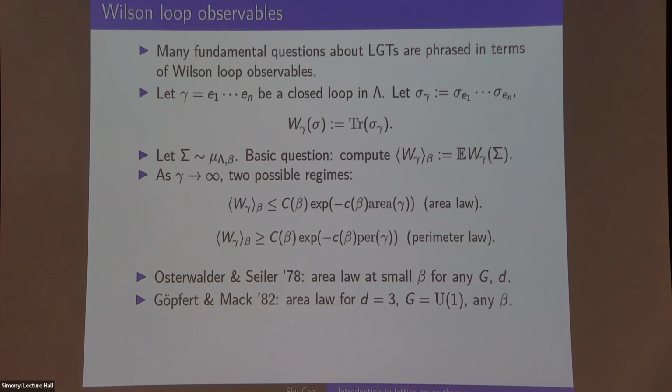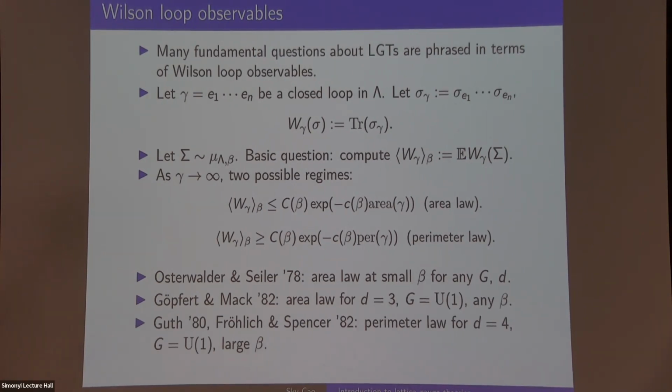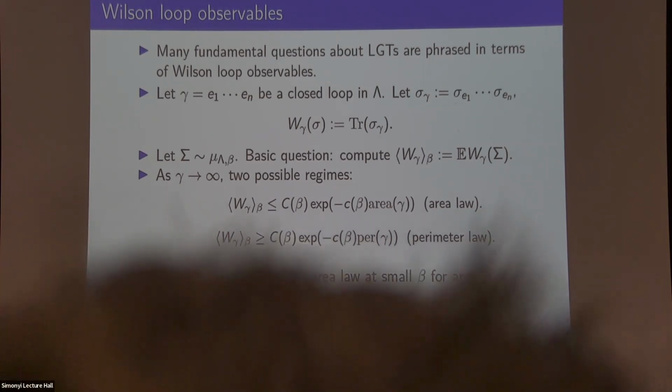And then one might wonder whether the same is true for U(1) in 4 dimensions. This was proven to be false by Guth in 1980 and Fröhlich and Spencer in 1982. They showed that you fall into the perimeter law regime, at least at large beta. So you have a transition for the group U(1) in 4 dimensions, where at small beta you're in the area law regime, and at large beta you're in the perimeter law regime.